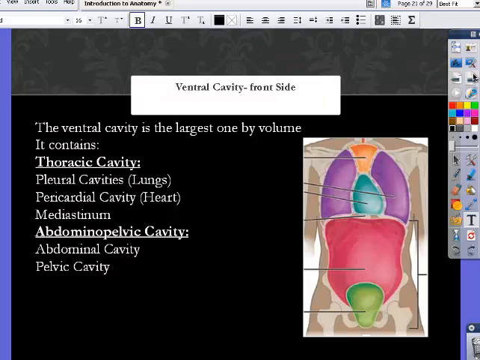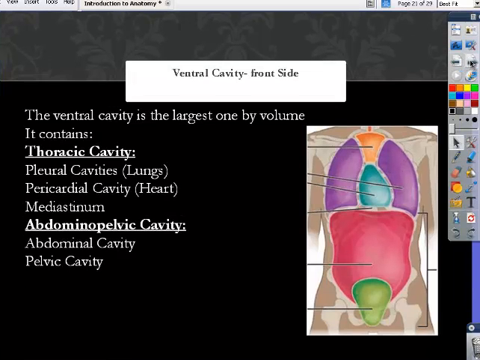So for starters, we're going to start with the ventral cavity. And anytime you hear the word ventral, it simply means the front side. So the picture that's on the screen is the entire ventral cavity. And I started with this cavity because it's the largest one by volume, and it contains 2 subcavities, I guess you can say. So the first cavity within it is actually this upper part up here. That is the thoracic cavity, and the thoracic cavity holds 3 subcavities in between.